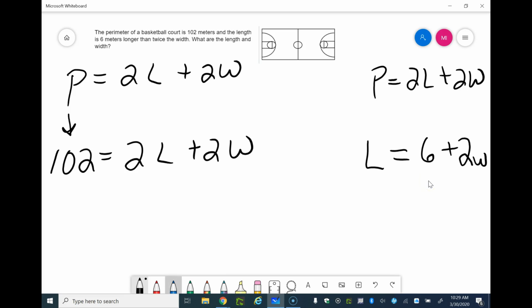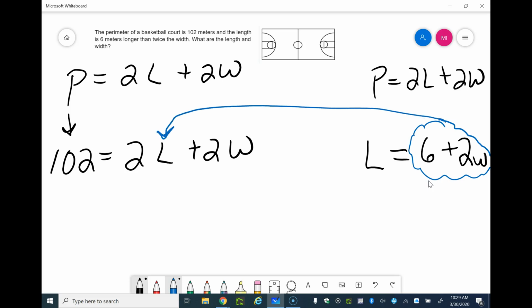So now I'm going to take this equation and replace it where I see the L, because it's a lot more difficult to solve for two different variables. I can't solve for L and W at the exact same time in an equation. But if I get rid of the L and replace it with the W expression, I can just solve for W first and then come back later and solve for L. So let's do that.